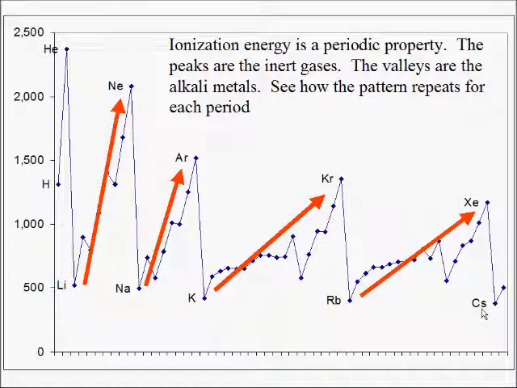You notice that in these two, we only have 8 electrons in the period. In this one and in this one, we've added in the transition metals, so that makes for a bigger gap in between.